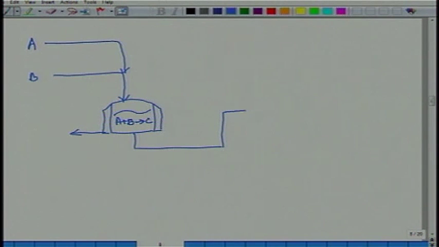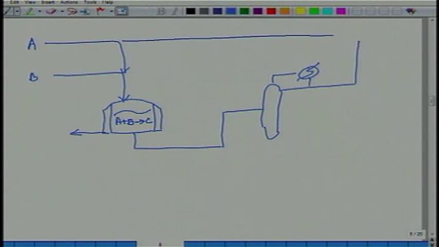The reactor effluent, which is an ABC mixture, is sent to a distillation column where the unreacted reactants are recovered at the top because they are light, and recycled. From the bottoms you withdraw product C, and this is the AB recycle. RCY means recycle, okay. And we saw that the steady state operating degrees of freedom for the process is 6.